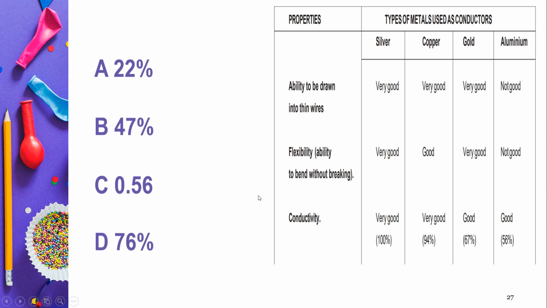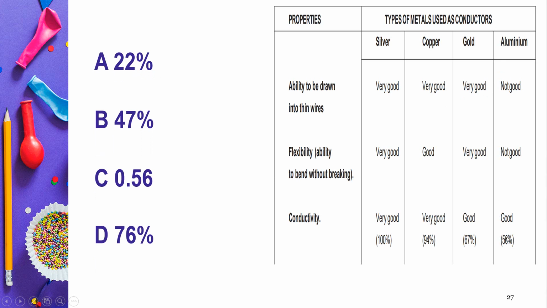What is the percentage of conductivity of electric current in aluminium? We know that aluminium has 56%. Here, the answer is 0.56, because if you multiply 0.56 by 100 to convert this decimal into a percentage, the answer is 56%. Therefore, option C is the answer.